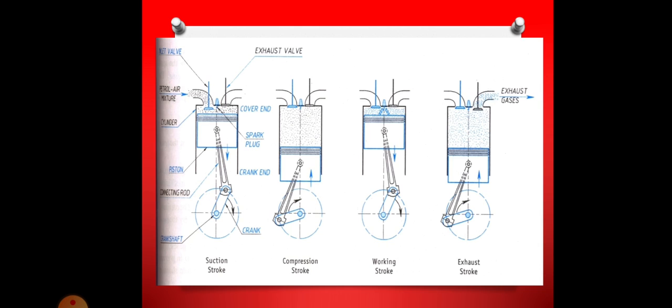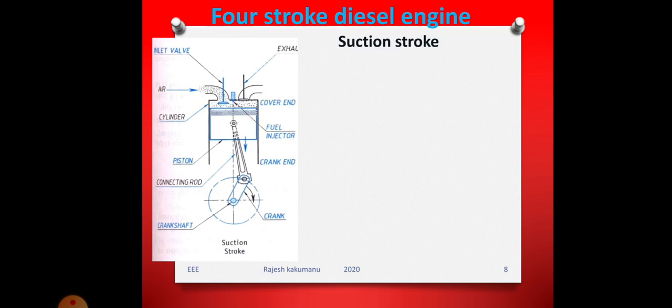What is the physical part changing between four stroke petrol and four stroke diesel? The spark plug is changed and a fuel injector is placed. Self ignition takes place when the diesel is sprayed into the cylinder and combines with the oxygen, and combustion takes place. Okay, that is in the diesel engine.